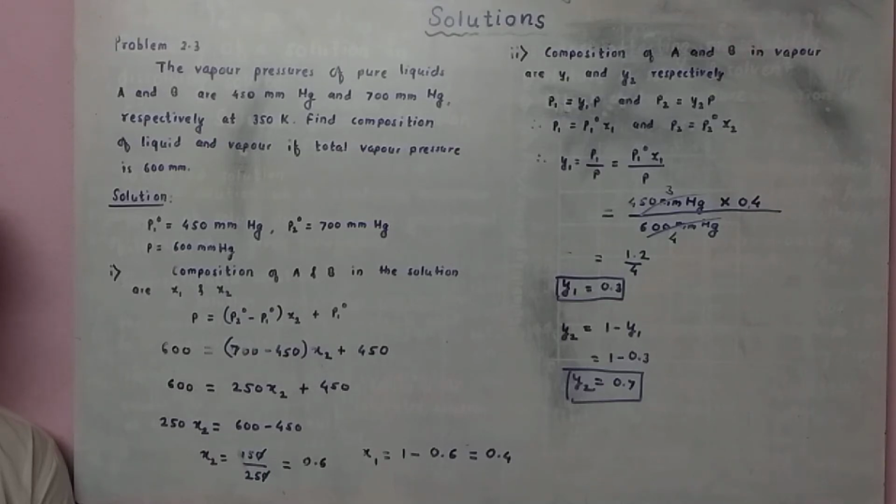In an ideal solution, solute-solvent molecular interactions are comparable, and the vapor pressure of an ideal solution always lies between the vapor pressures of the pure components. We have seen the vapor pressure P1 plus P2, that the vapor pressure of an ideal solution always lies between the vapor pressures of the pure components, for example benzene and toluene.